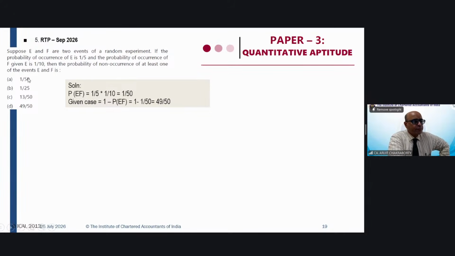That means P(E) into P(F/E). We multiply that and we get 1 by 50. This means both of them are occurring, but we need to find the complementary event. Therefore 1 minus 1 by 50 gives you 49 by 50. This is the probability which is required in this case.